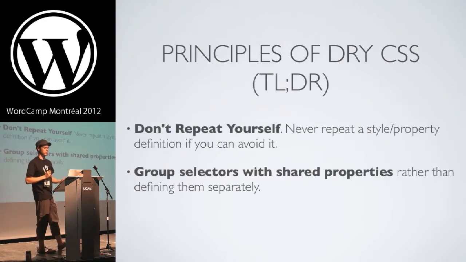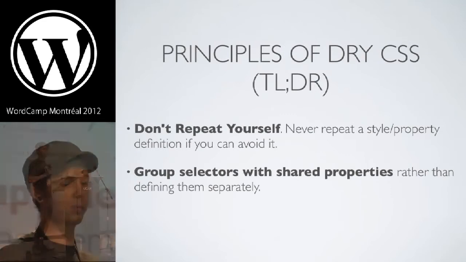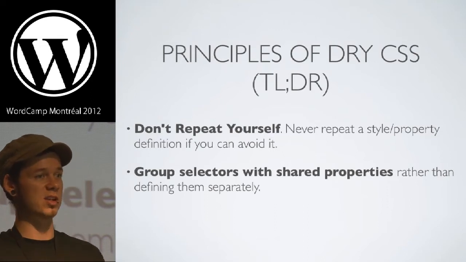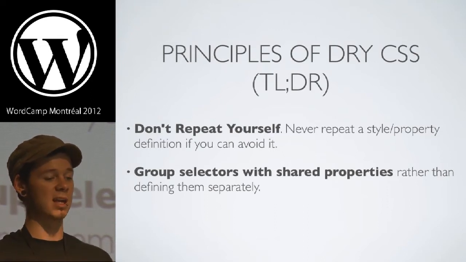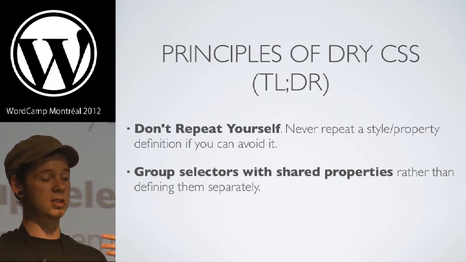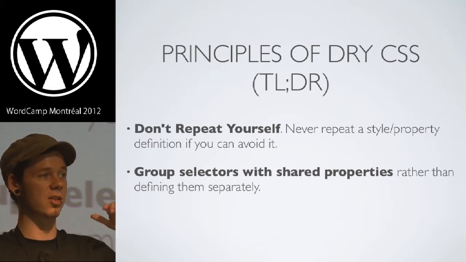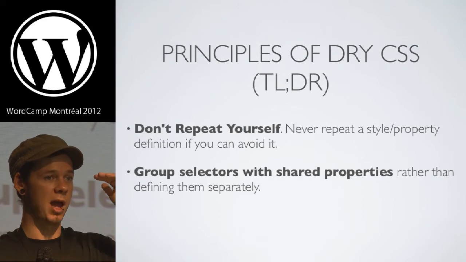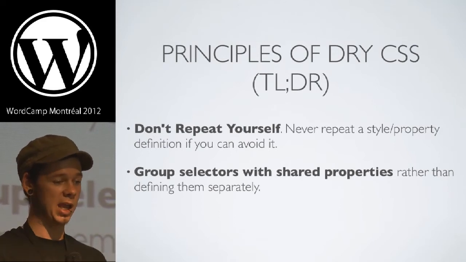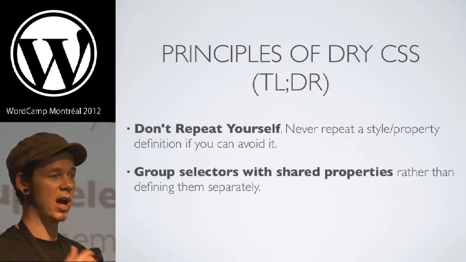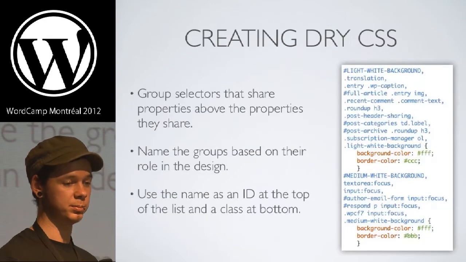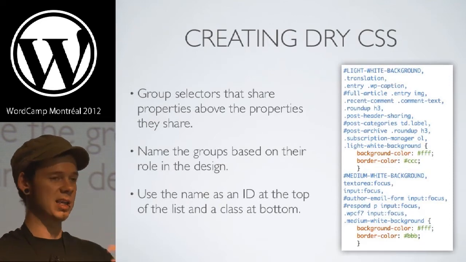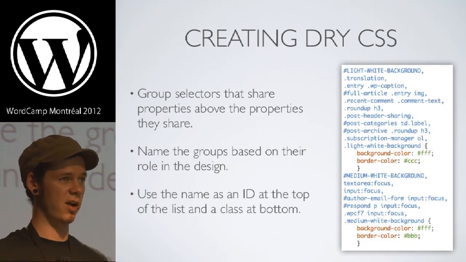So the process is two things. Don't repeat yourself. So don't repeat a style property definition, something like font size 11px, if you can avoid it. Everything should be there only once, if at all possible. And then group selectors with shared properties. That means take all those selectors, and the selectors are the things like dot post li or dot sidebar li, and stack them up with commas rather than defining each of them on their own. So to create dry CSS, you had a big CSS file that you were going to convert.